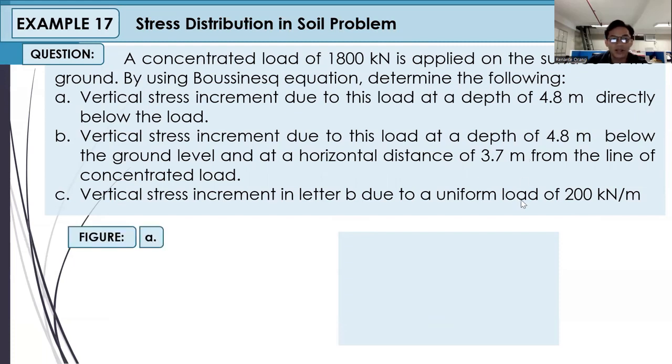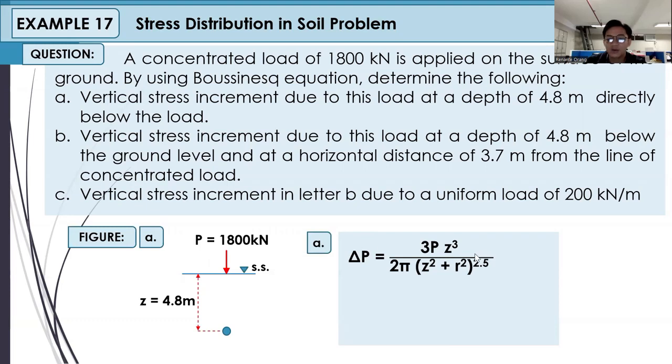Okay, let's start. For our letter A, syempre hindi tayo binigyan ng figure, tayo yung mag-drawing ng figure natin. So, we have our soil surface, we have our point load or concentrated load, and then yung ating hahanapan is directly below, which is 4.8 meters. So, yung formula natin, as we have discussed earlier, we have 3Pz cubed over 2 pi, z squared plus r squared raised to 2.5. So, substitute lang po natin lahat.